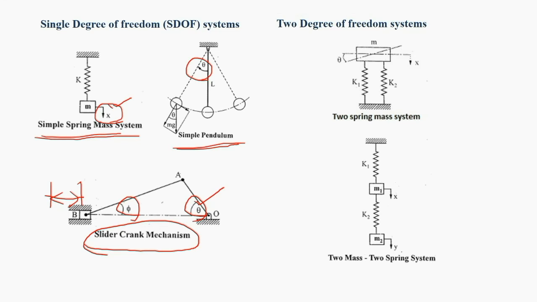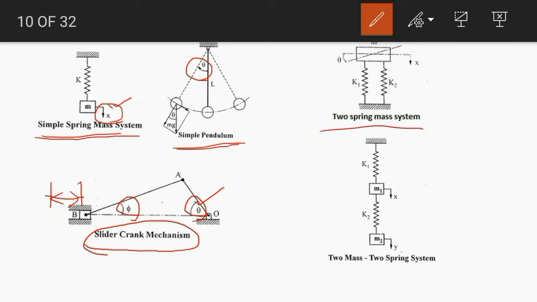Okay, now these are certain examples of 2 degree of freedom systems. The first case is the 2 spring mass system. Here there is only one mass, but it is supported by 2 springs having different stiffness. So here this mass could have rectilinear motion, and it could also have oscillatory motion, angular motion about the center of gravity. So we need to know both x and theta to get the configuration at any instant of time. So that's why its degree of freedom is 2.